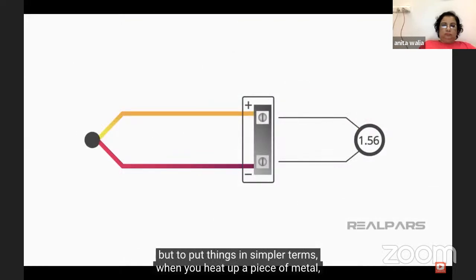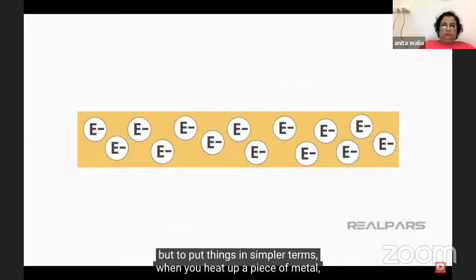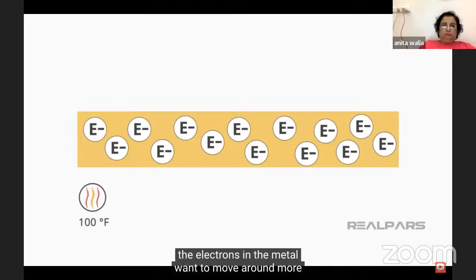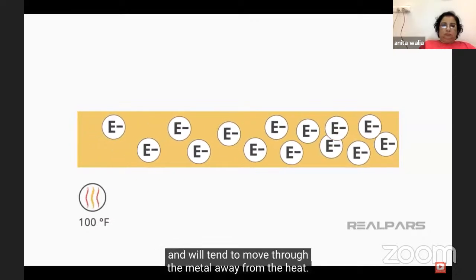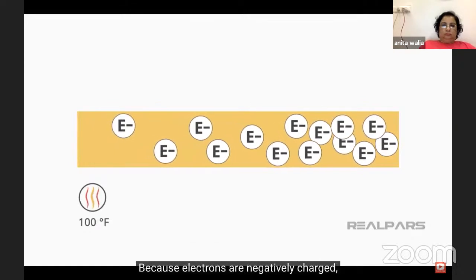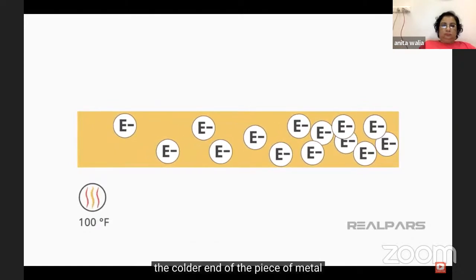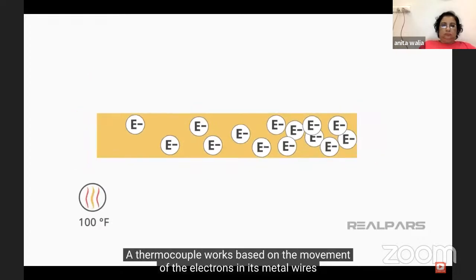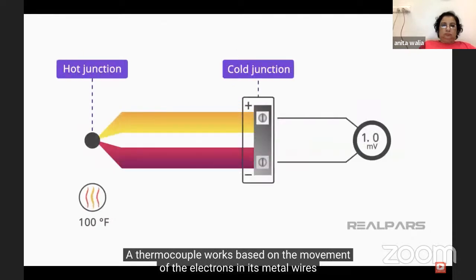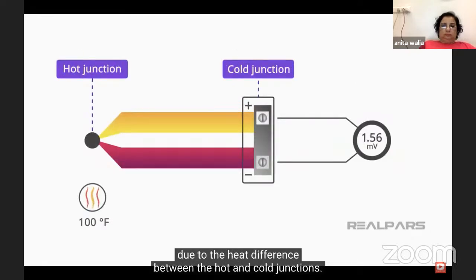But to put things in simpler terms, when you heat up a piece of metal, the electrons in the metal want to move around more and will tend to move through the metal away from the heat. Because electrons are negatively charged, the colder end of the piece of metal will have a negative charge compared to the hotter end. A thermocouple works based on the movement of the electrons in its metal wires due to the heat difference between the hot and cold junctions.